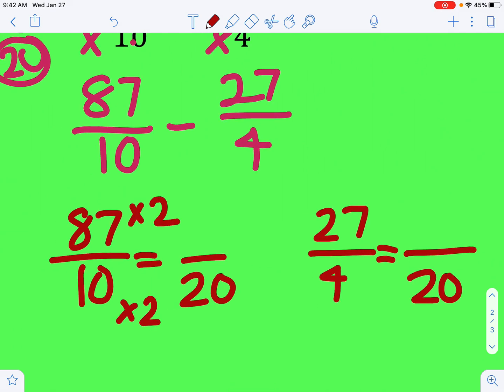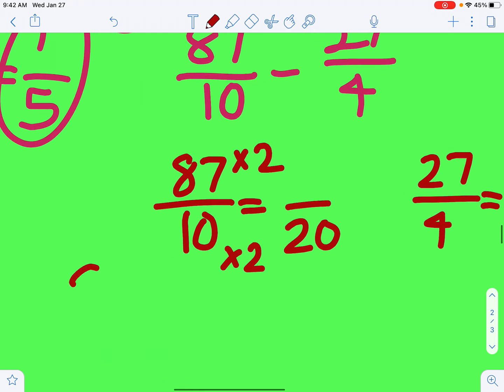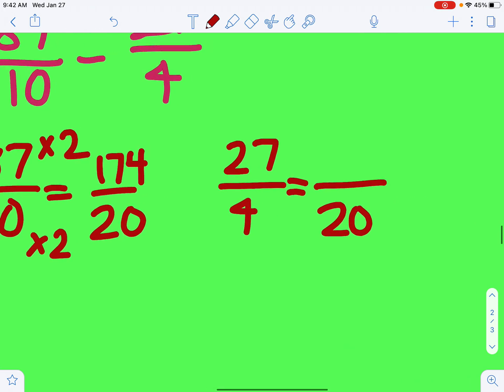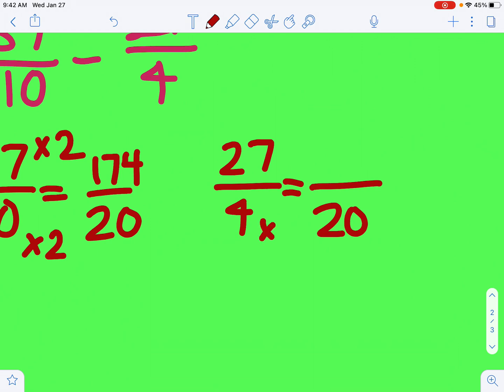So 10 times 2 gives us 20, so we need to take 87 times 2. I don't know about you, but I don't have that fact memorized. So let's go over here and let's take 87 times 2. 7 times 2 is 14. 2 times 8 is 16, plus 1 is 17. So 174 over 20.